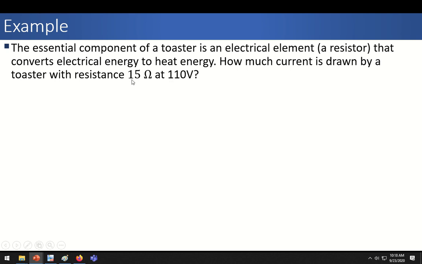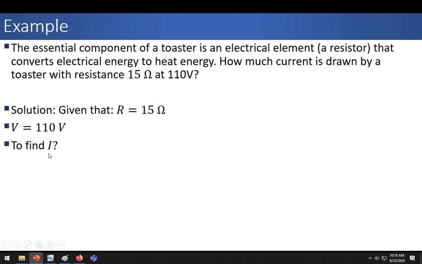We are given the resistance of the toaster, that is 15 ohm, and that the toaster is connected to a 110 volt supply. We want to find the current drawn by that toaster or resistance. So the given quantities are resistance 15 ohm and voltage 110 volt, and we have to find the value of I. From Ohm's law we know that V is equal to I into R, so we solve that equation for I. So I is equal to V divided by R.